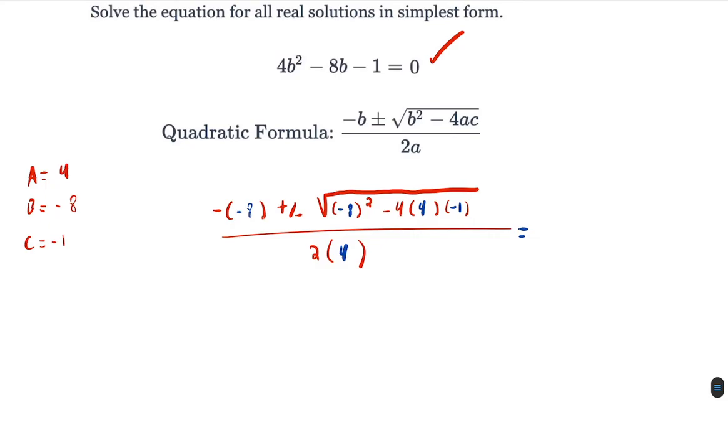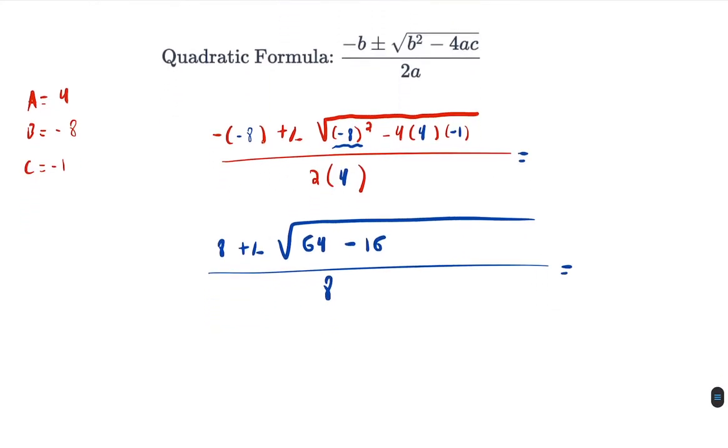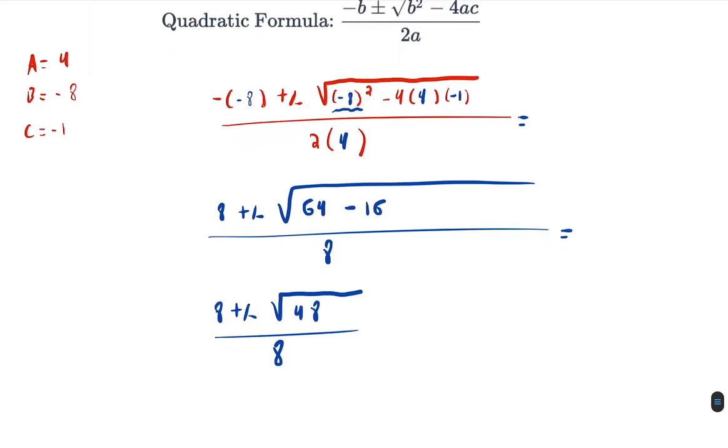Okay? So working this out, we'd have 8 plus or minus the square root of -8 squared, which is 64, minus 4 times -1, that's minus 16, all over 8. Getting further along, 8 plus or minus the square root of 48, and feel free to use a 4-function calculator if that's going to slow you down, all over 8. And now this is the new part for today.